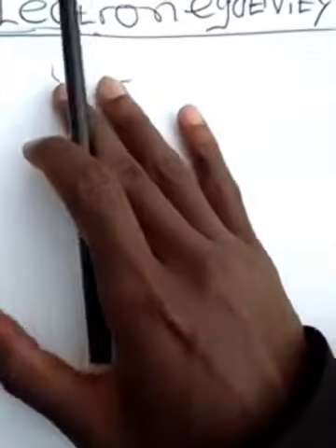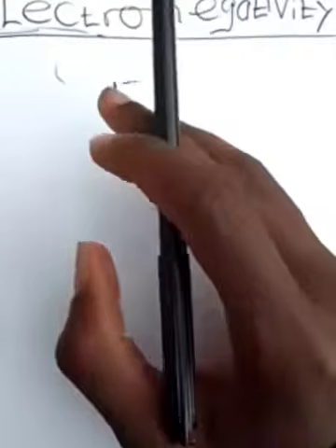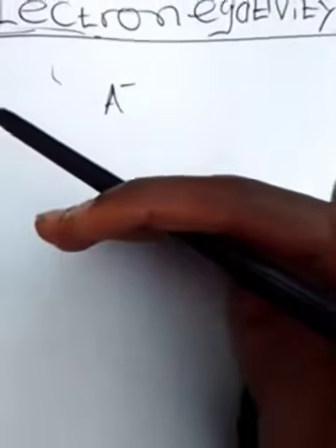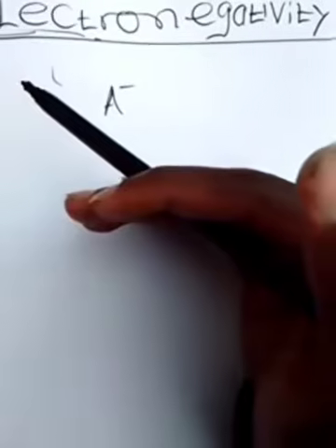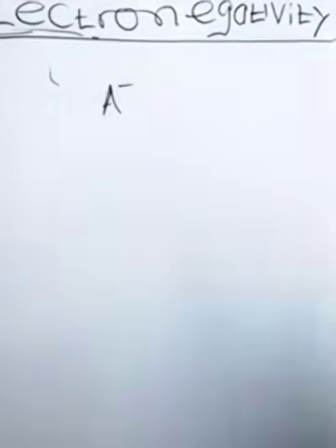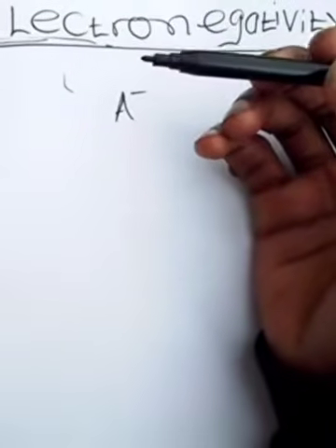Okay guys, so now let's talk about electronegativity. By definition, electronegativity is the ability of an element to attract electrons to itself. So we talk about an element being able to attract electrons to itself. And what happens when an element attracts an electron to itself?